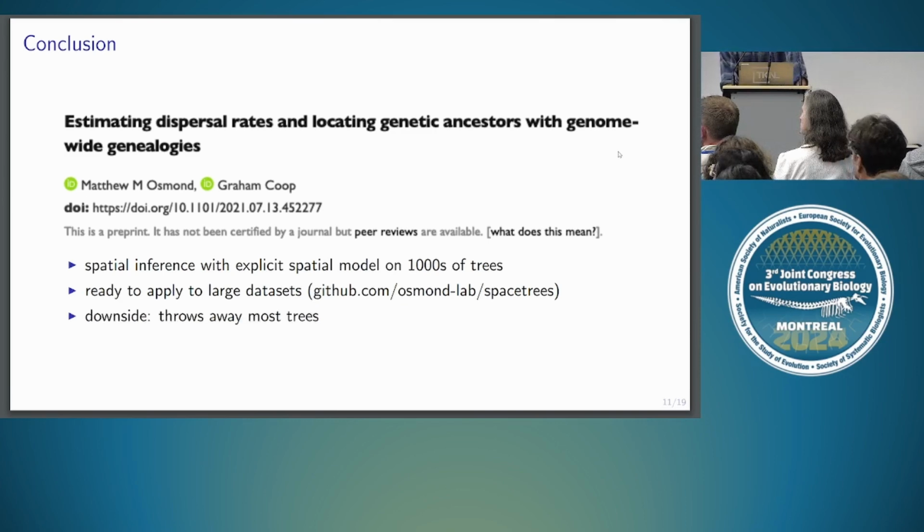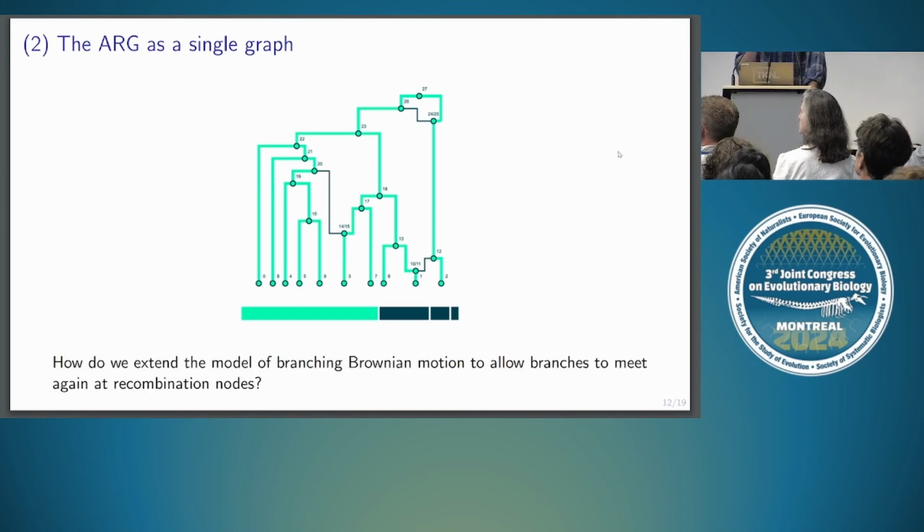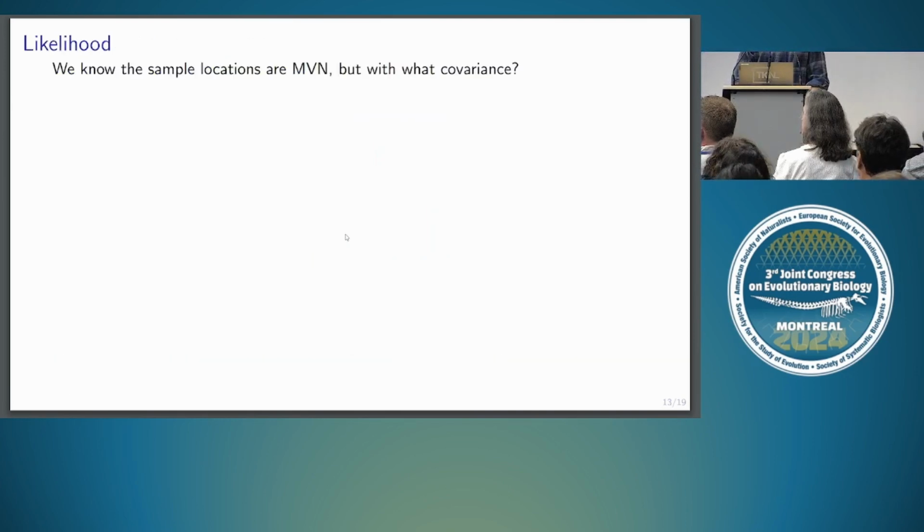I'd love to hear. The downside of this approach, to lead into the next part of the talk, is that it throws away most trees. And so what we would rather do is work with the entire ARG rather than splitting it up into trees and sparsely sampling them. What we wanted to do is basically just extend the Brownian motion model to this graph object. The issue is that we now need Brownian motions to split here at node 23, but come together back here at node 14, meaning that those lineages are no longer independent. It's a more complicated model of Brownian motion, and we didn't know how to do that.